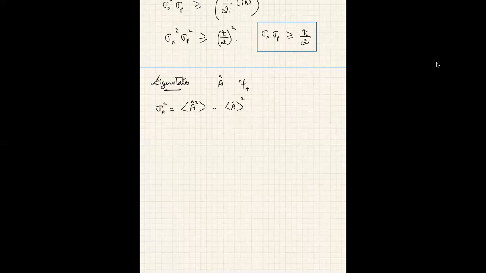But suppose I am preparing the system in the state psi plus, which is an eigenfunction or eigenstate of A. Then what happens? How do I calculate these? Well, the average of A in that case is the integral of psi plus star A psi plus dx. But A acting on psi plus is nothing but A plus psi plus. So this is A plus times the integral of psi plus star psi plus dx. Since I'm assuming these are normalized states, normalized to unity, this is nothing but A plus.